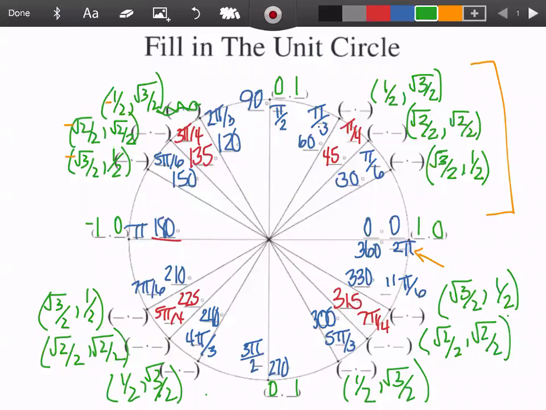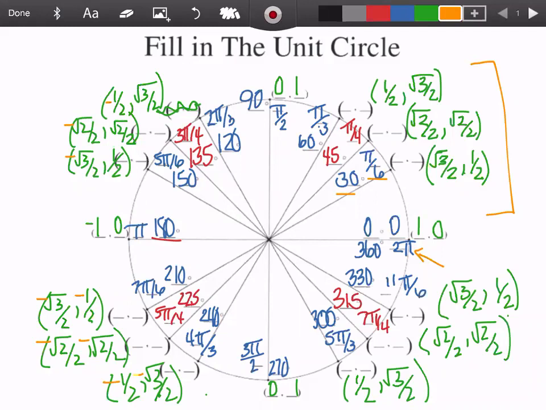Okay, so now we have all those points filled in. We just have to make sure that we get the signs of the coordinates right. So if we look at quadrant 3, we have 7 pi over 6, 210 degrees, which refers back to the reference angle of 30 degrees in pi over 6. So we have the same point, but we have to figure out the sign. And in quadrant 3, both x and y are negative. So we're going to make all these x and y points negative.